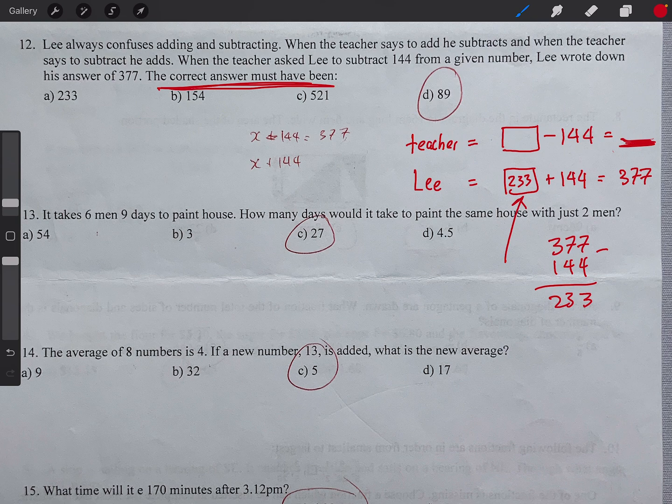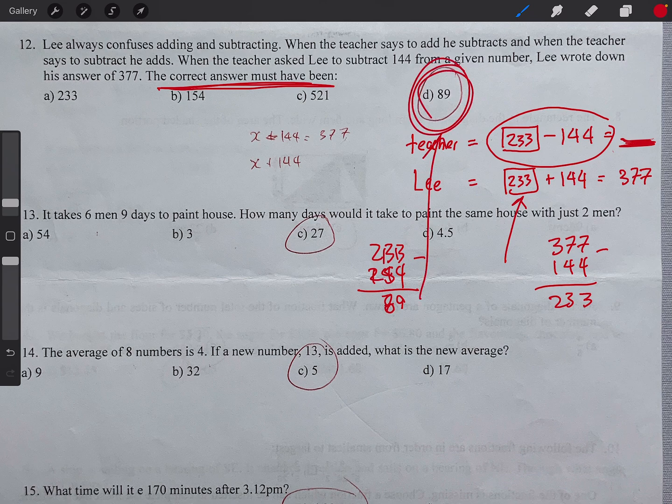Okay. So what should the correct answer have been? So 233. If he had done what the teacher told him, which is subtract, what should the answer be? So 233 take away 144, and let's see what we get. We get 9, we get a 5, we get 8. And 2, so 89. So the answer here is 89, and that's why the answer is D.